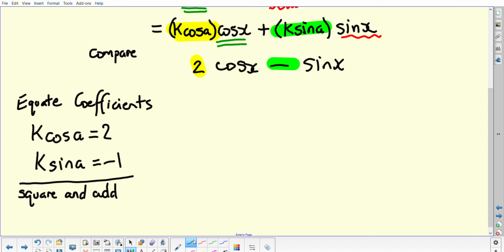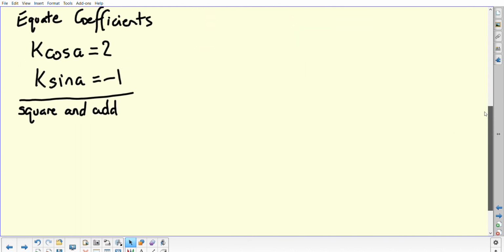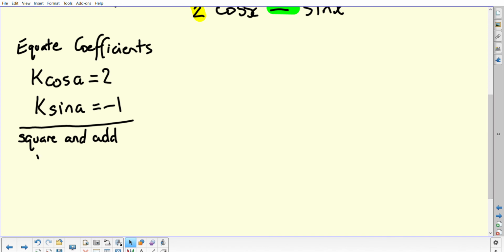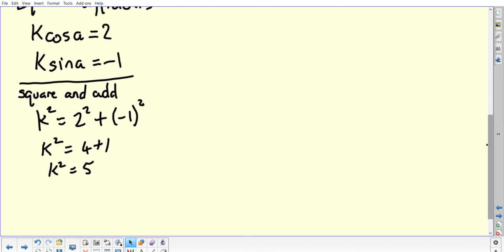All you basically need to do after that, just make my page go up a wee bit. So we would write down that k squared will be equal to each of these numbers squared and added together. So that means that our k squared would be 4 plus 1. So k squared would be 5, which lets you write down that k will be equal to square root of 5.